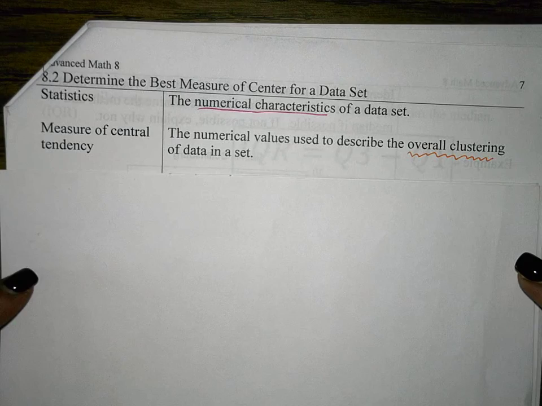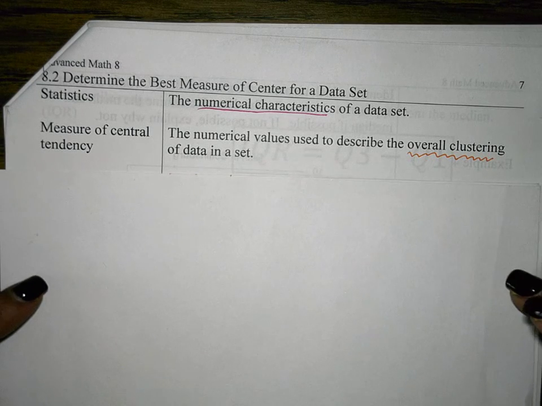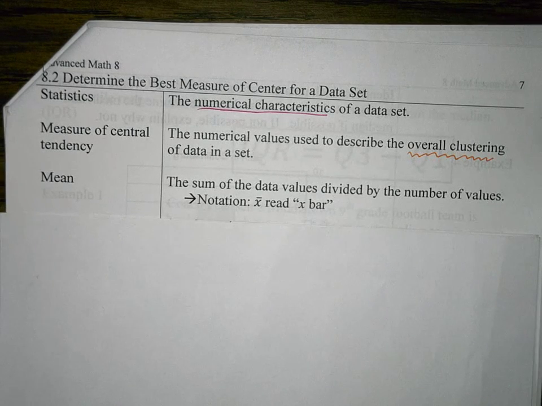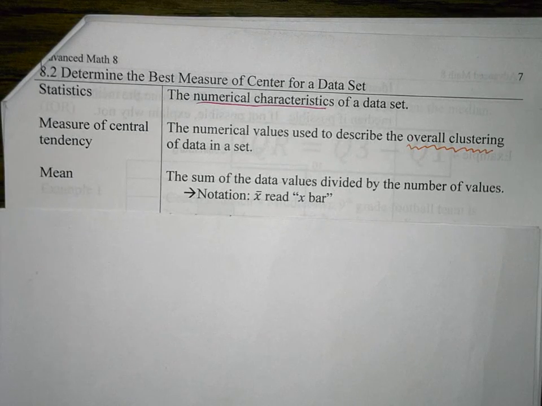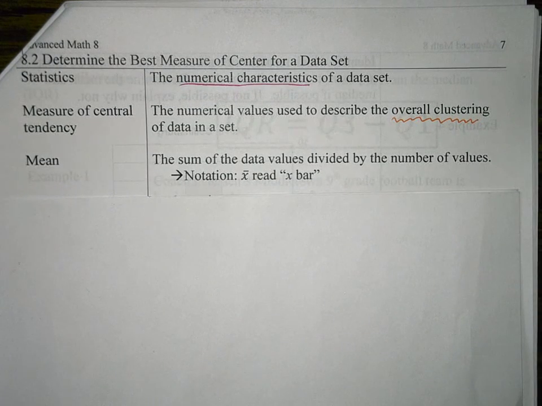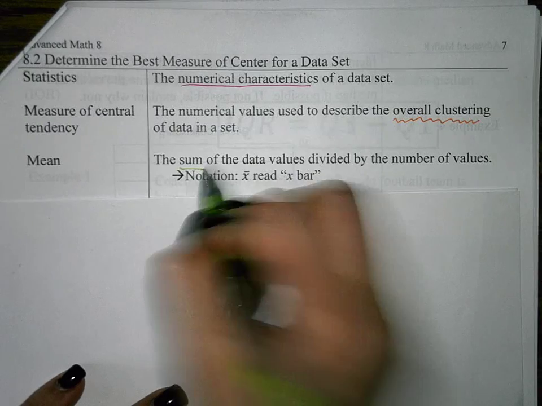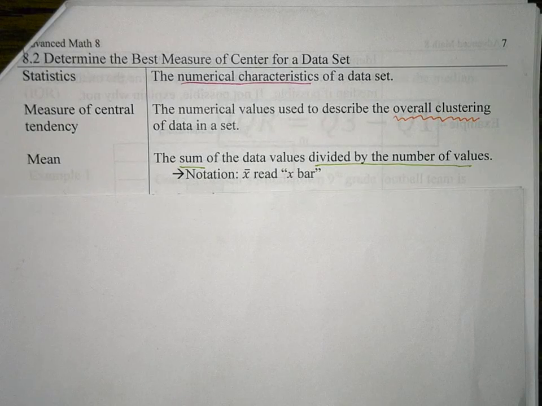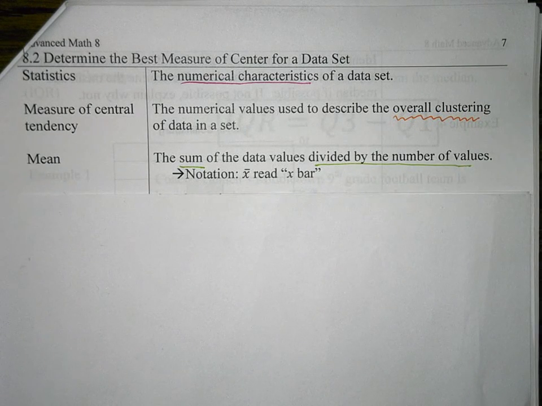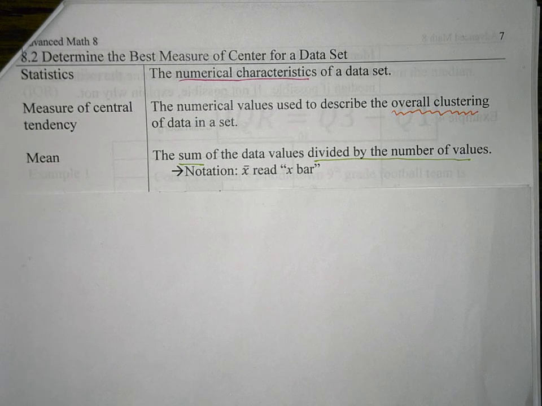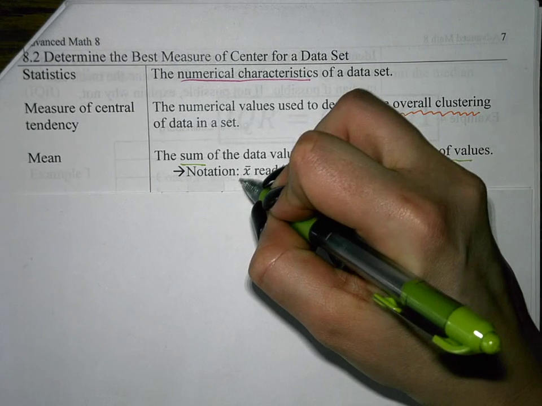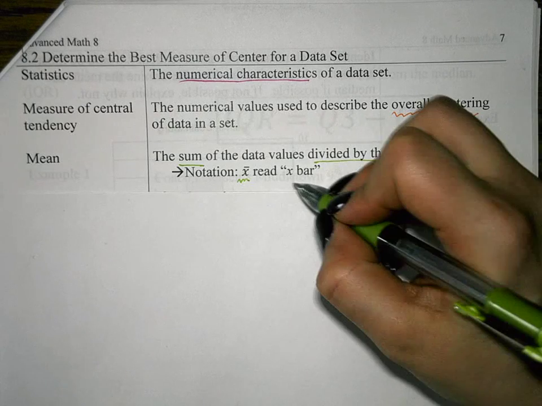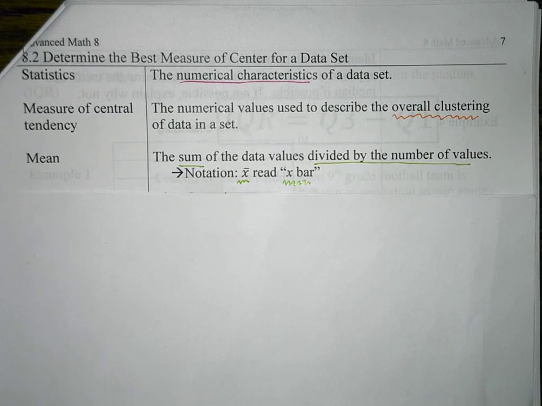There are two types of measures of central tendency that are common. The first is the mean, or the average. The mean is the sum of the data values divided by the number of values, which you guys have actually been doing since elementary school. There is a notation used for the mean, and that is an X with a bar above it, and if you were to read that, you would call it X bar. So X bar is the mean.